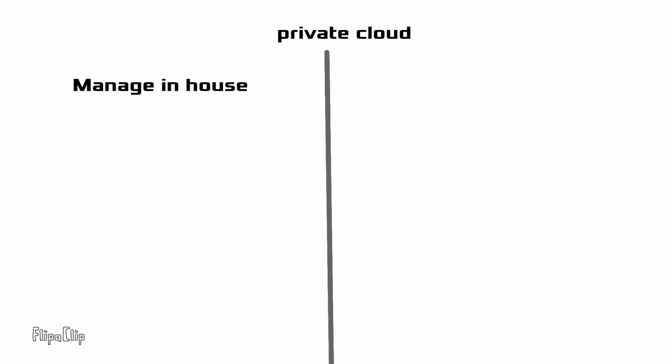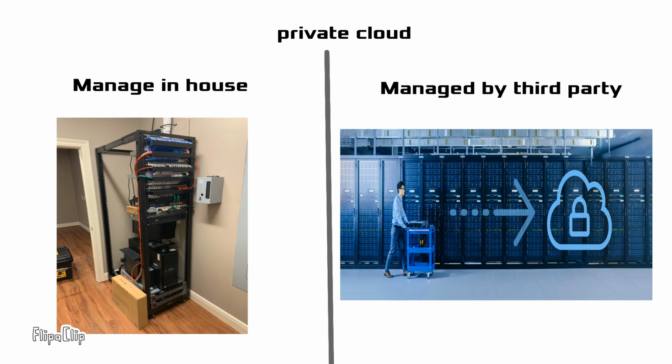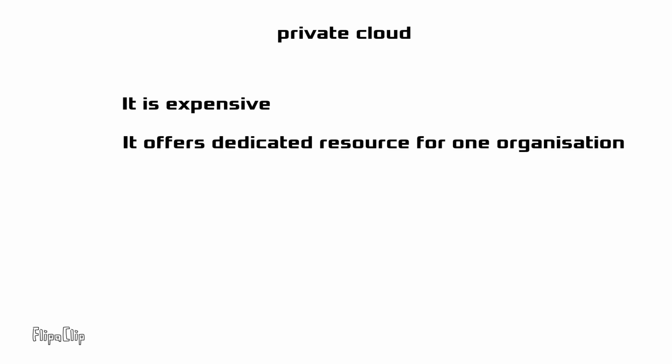A private cloud can be handled in 2 main ways. Manage in-house, which means you can set up and manage your own private cloud. It means you have your own data centers, servers, etc. The second method is managed by a third party. IBM, Dell, and many others offer such private cloud solutions. Generally, private cloud is expensive. It offers a dedicated resource for one organization.